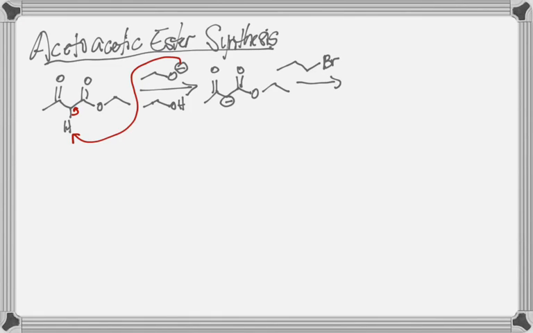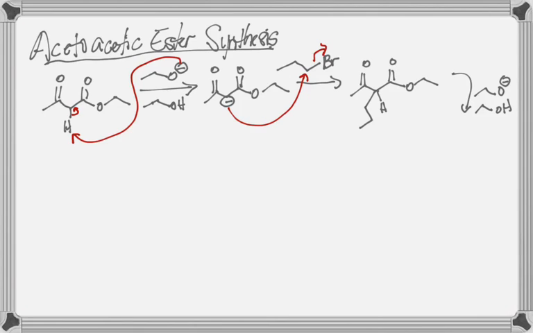Now the enolate is reacted with an alkyl halide. I've chosen a propyl bromide. Primary alkyl halides are important to use to avoid elimination side reactions. So we have an SN2 reaction that happens when the enolate attacks the carbon that has the bromine leaving group. And that gives us this alkylated acetoacetic ester.